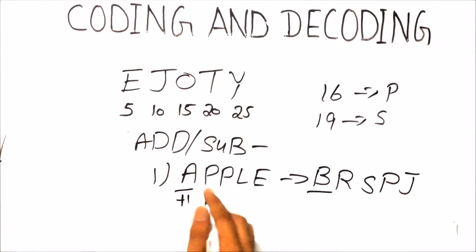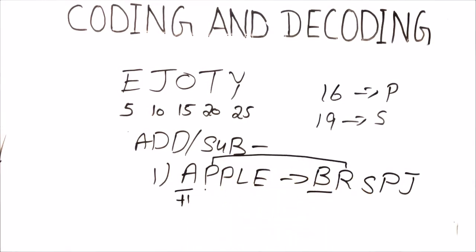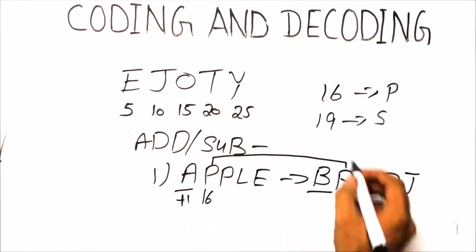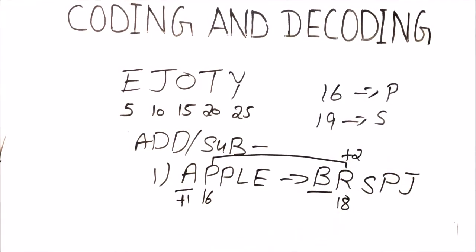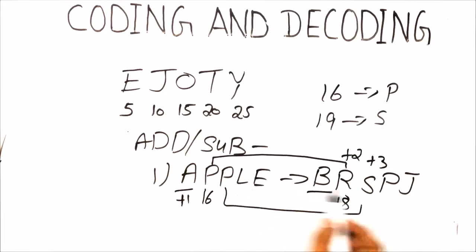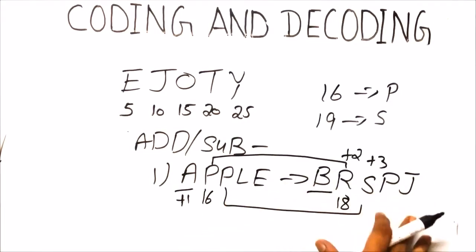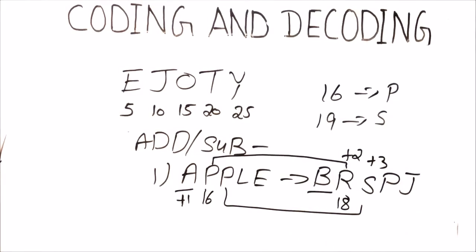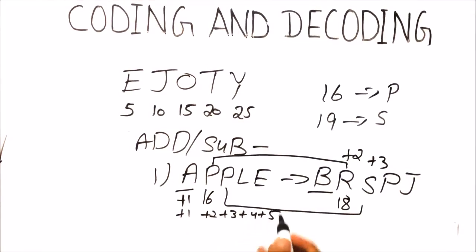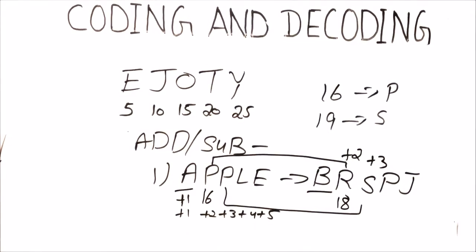Now if you look at P, the code for P is R. P comes at 16th place as per our EJOTY pattern and R comes at 18th place. So here we have added 2 to the value of P. Now the code for the second P is S. Here we have added 3 to that letter, and hence we have added 4 to the next letter, and hence we have added 5 to the next letter. This is known as the addition pattern. Here we are correspondingly adding 1, 2, 3, 4, 5 to the next letter. So we can subsequently subtract the same from the following letter. So this pattern is the addition and subtraction pattern.